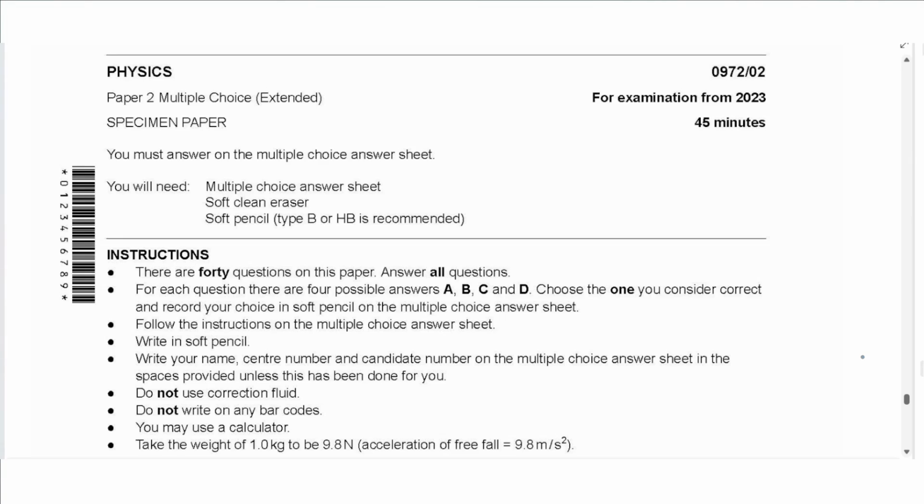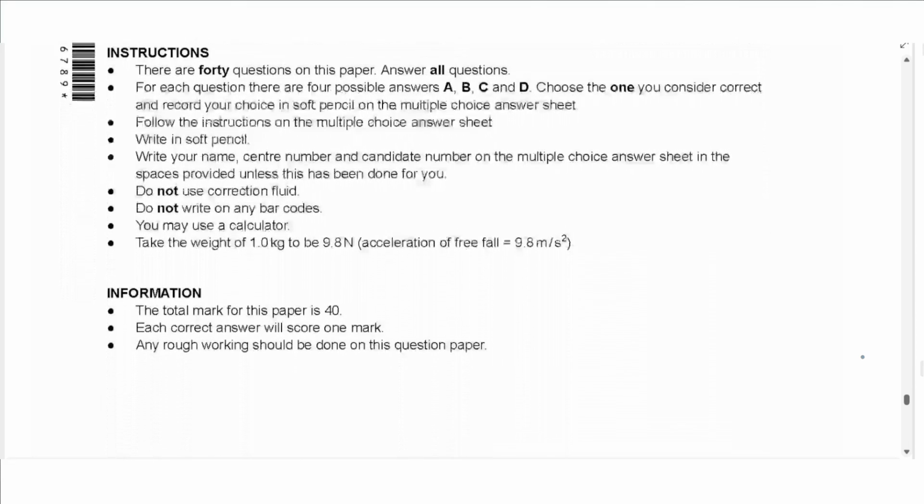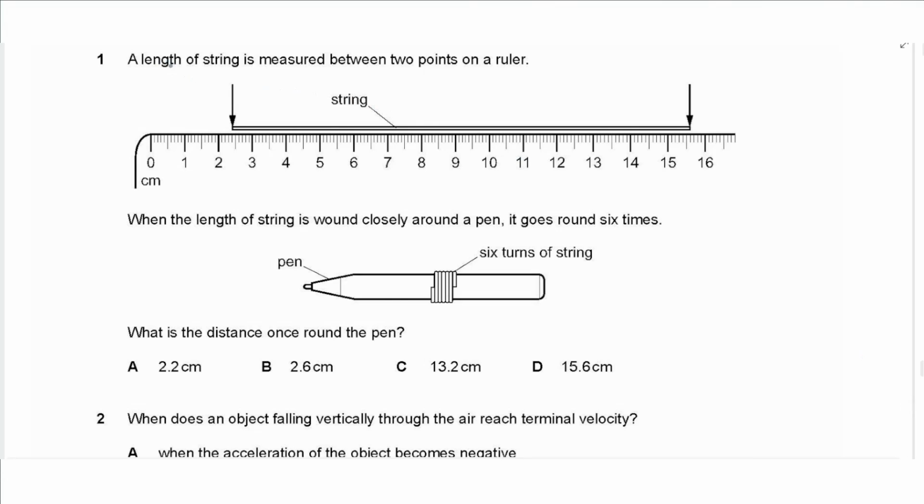In this video I will be solving the Specimen Paper 2 for the year 2023. So let's get started. Question 1 says a length of string is measured between 2 points on a ruler. When the length of string is wound closely around a pen, it goes round 6 times. What is the distance once round the pen, the circumference of the pen?